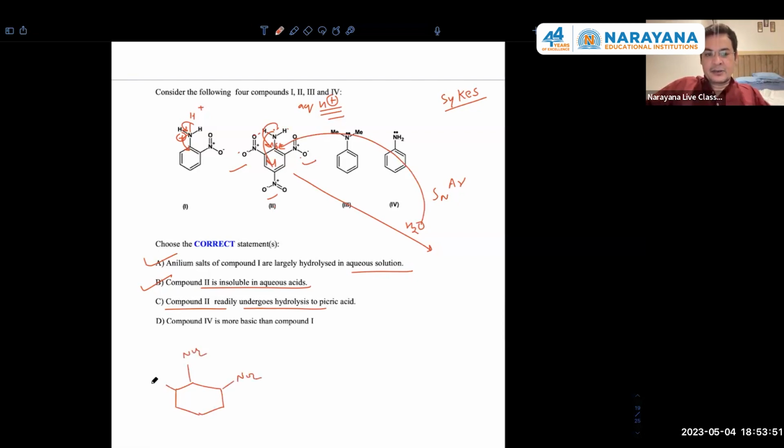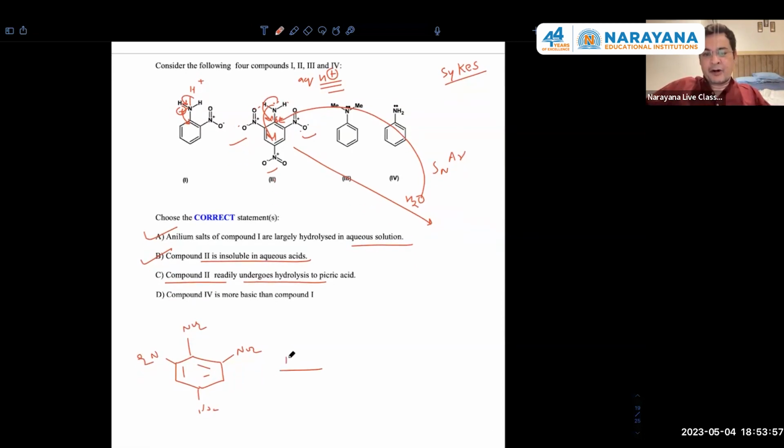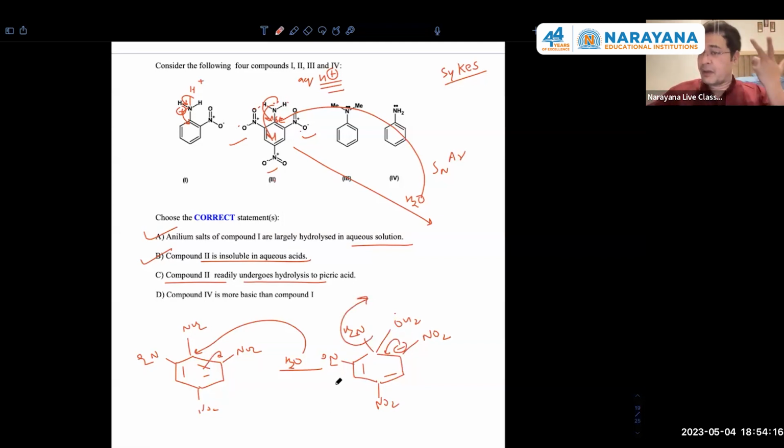Here nitro, here nitro, here nitro. If water is attacking here, the pi bond will shift here. You will create exactly a carbanion intermediate. Here we have NH2 and here we have H2O plus. It will come back and remove this NH2. Even a bad leaving group we can remove in SNAr condition. So that can easily undergo hydrolysis, because three nitro groups create so much electrophilicity that even a weak nucleophile can attack. So this statement is also correct.